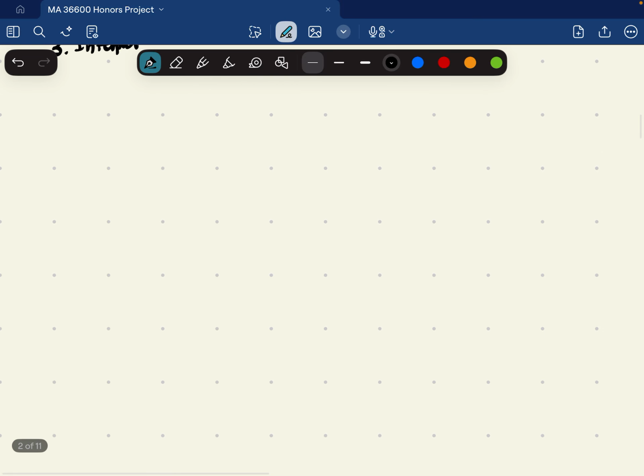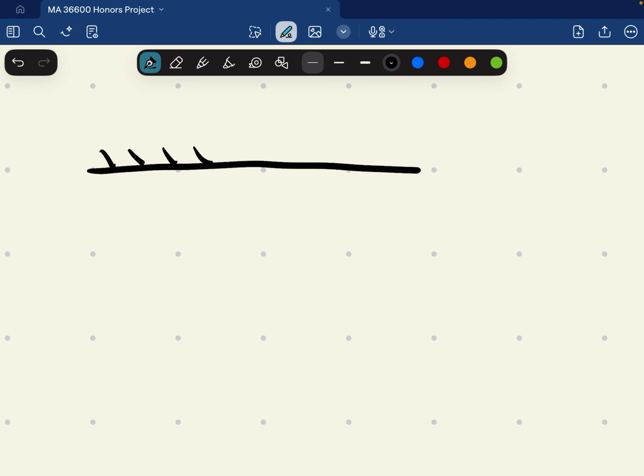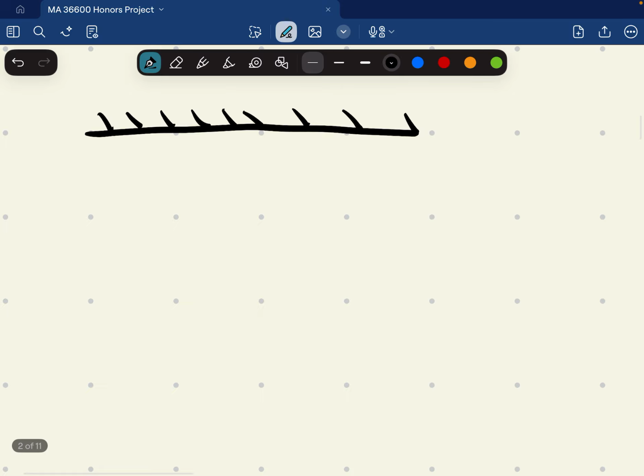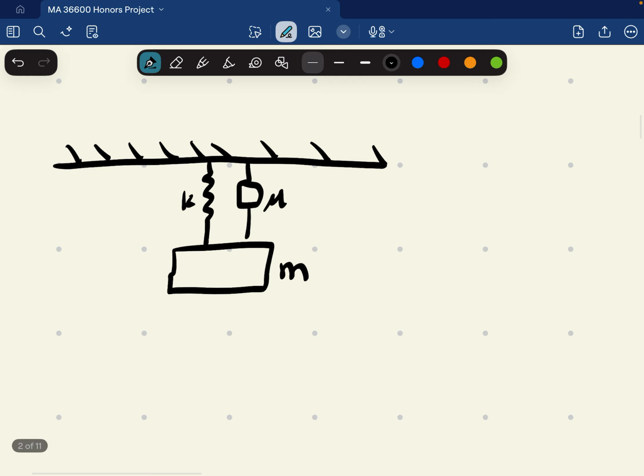Okay, so I'm going to start with a motivating example. Let's say I have a ceiling, not very interesting, but it's fixed. That's what the angled lines mean: the ceiling is fixed in place and is not going to move during this motion. What is going to move is this block with mass m, suspended by a spring with spring constant k and a damper with damping coefficient mu. And then it's going to be in a gravitational field.